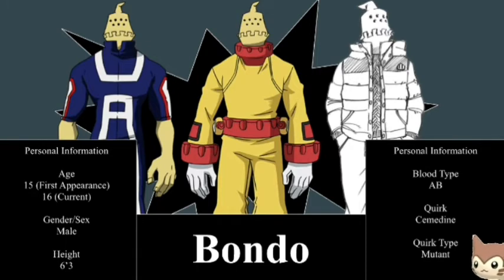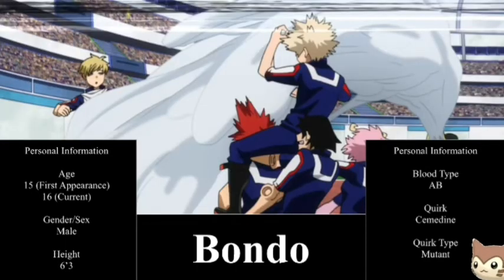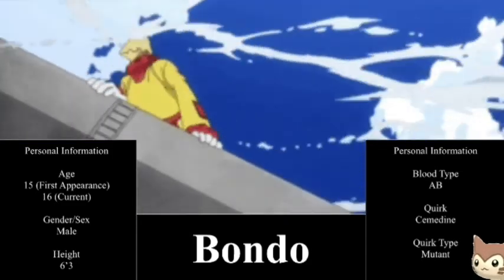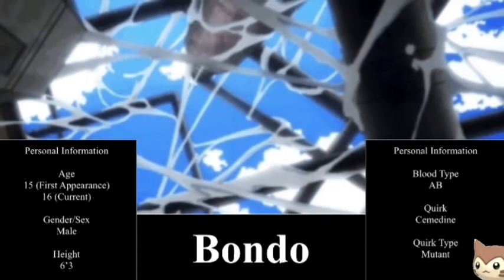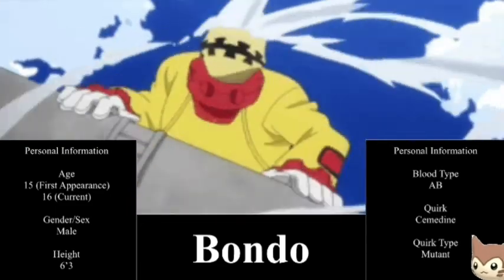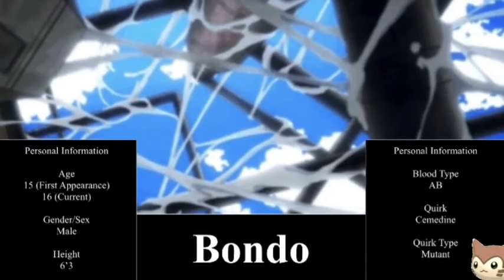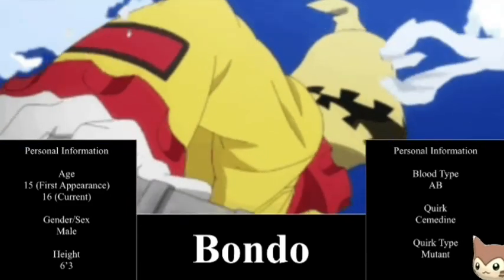Bondo's quirk is Semidyne, which allows him to shoot glue out of his eyes, nostrils, I don't fucking know. He also can control how quickly the glue dries. Bondo's super move is Glue Squall, where he shoots his glue into a larger area than usual. He can also use those muscles I talked about earlier to lift people out of danger.